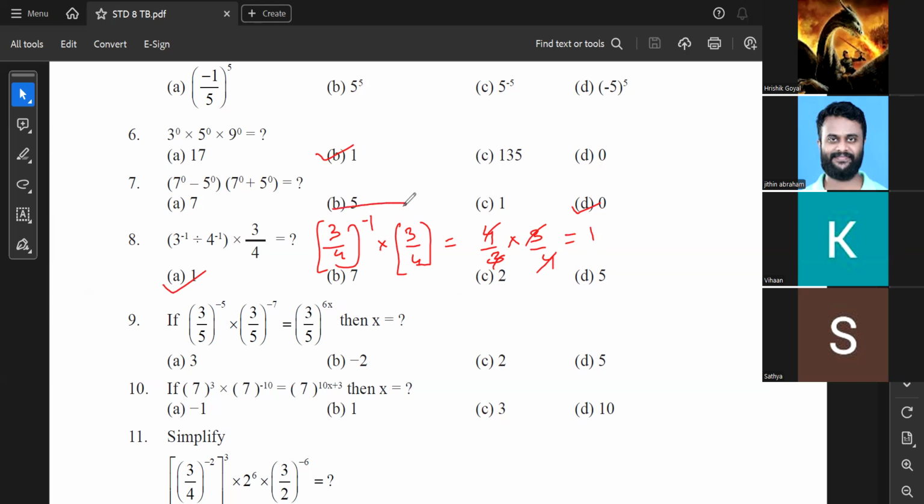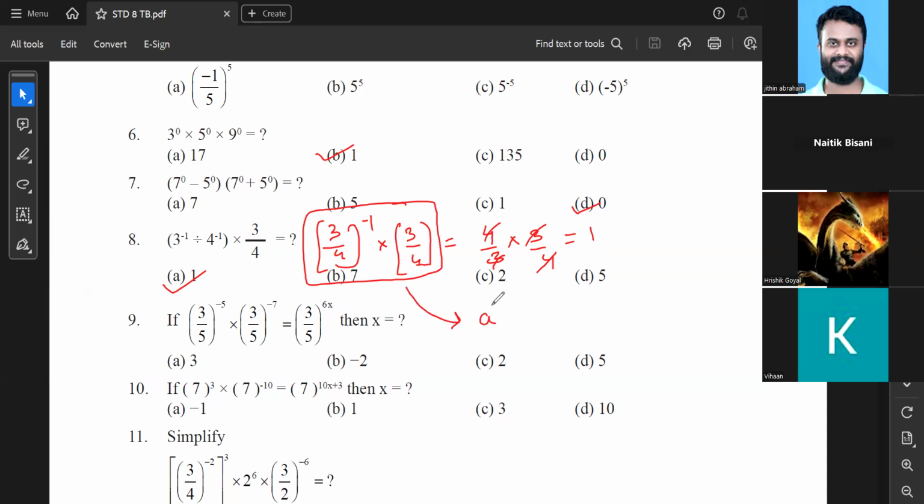Now, apart from that, I would like to give you one more piece of information. Whenever you see a situation where you have a raised to minus 1 multiplied by a raised to 1, or a raised to minus n multiplied by a raised to plus n, your answer is always going to be 1 only. Okay, so always remember this. In this case, this is 3 by 4, which is a raised to minus 1. This is 3 by 4 raised to nothing, which means plus 1. And hence, I will say their answer is definitely going to be 1. So these are the two methods to solve this question.